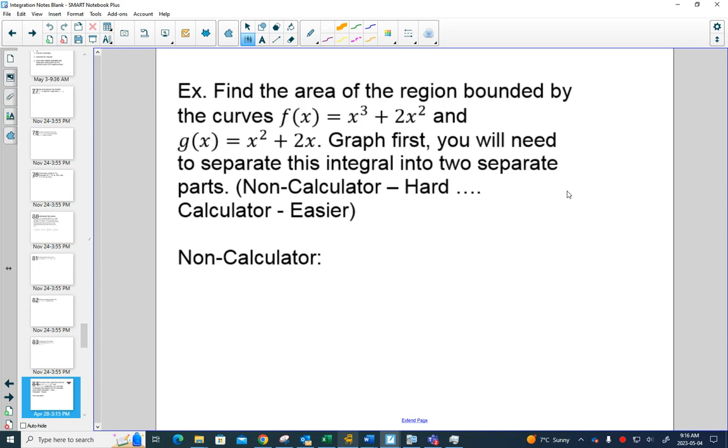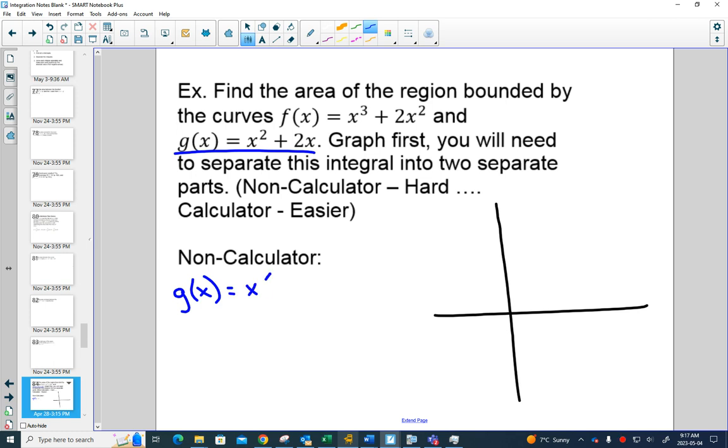Okay, so initially on this one, if I was going to start with a sketch of some sort, I'm going to look at graphing g of x. That's the parabola. It looks easier to graph. I'm going to start that one in blue. I can see right away that in g of x, I could factor it.